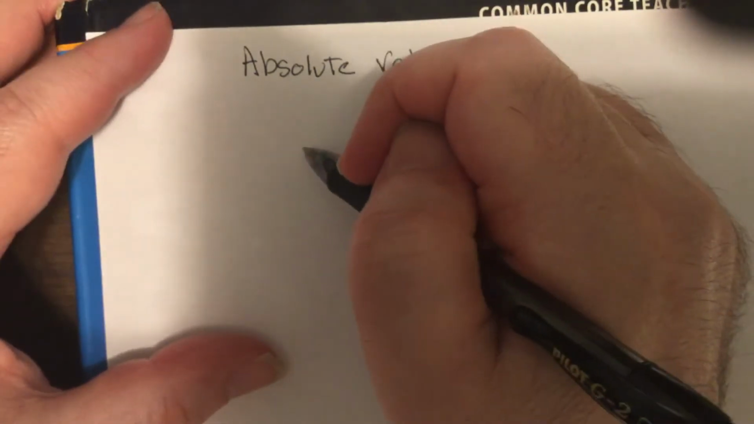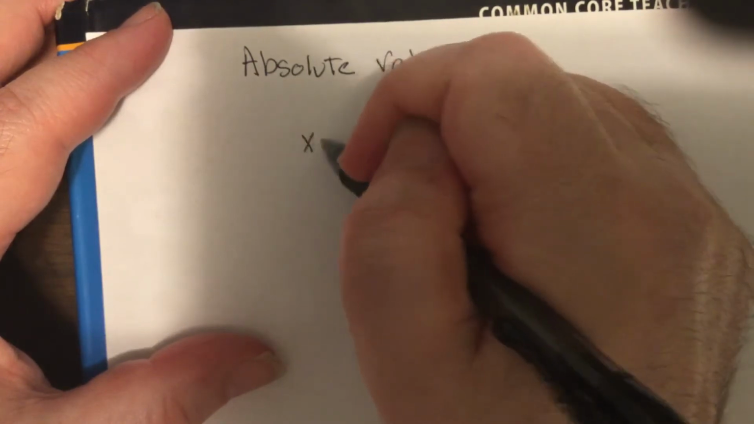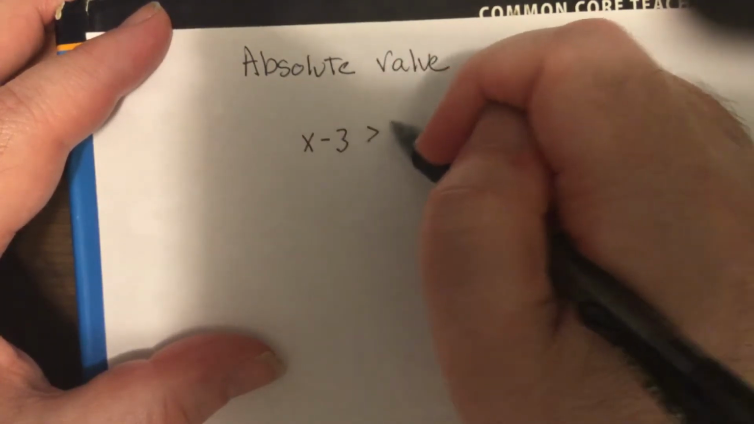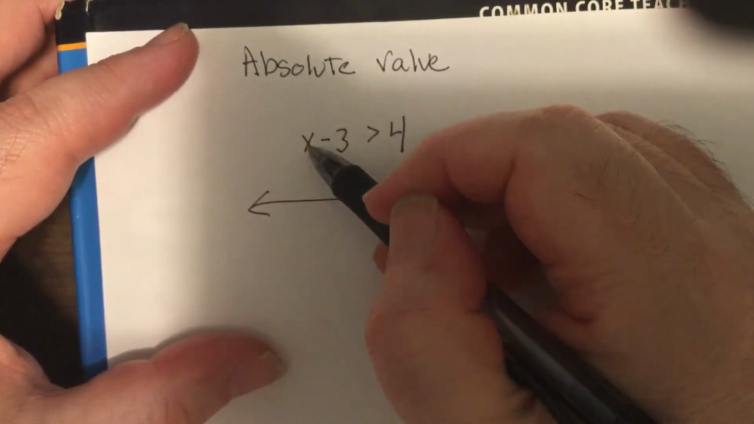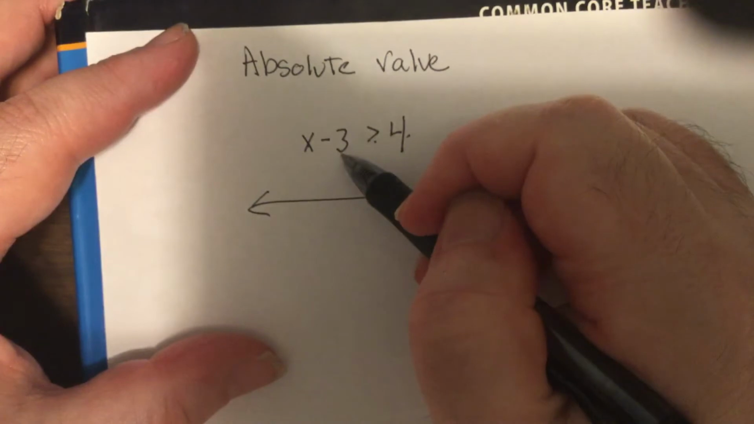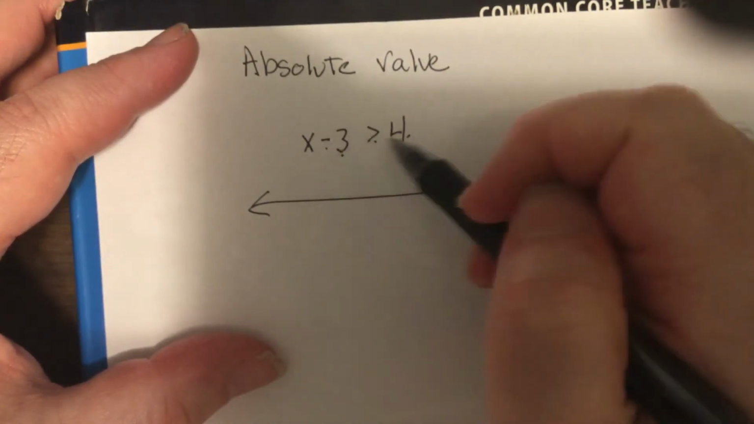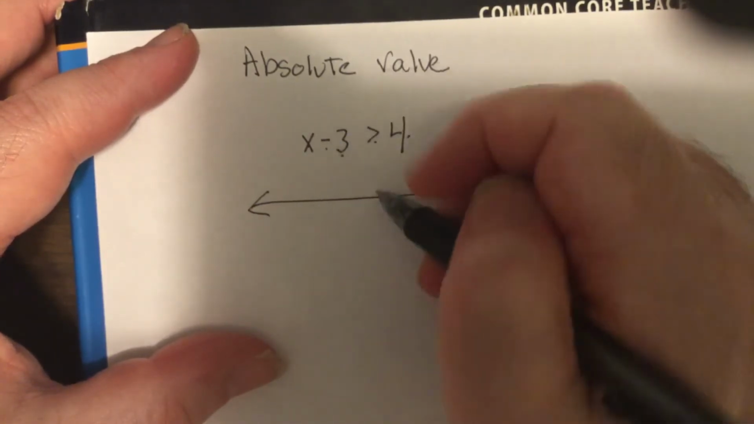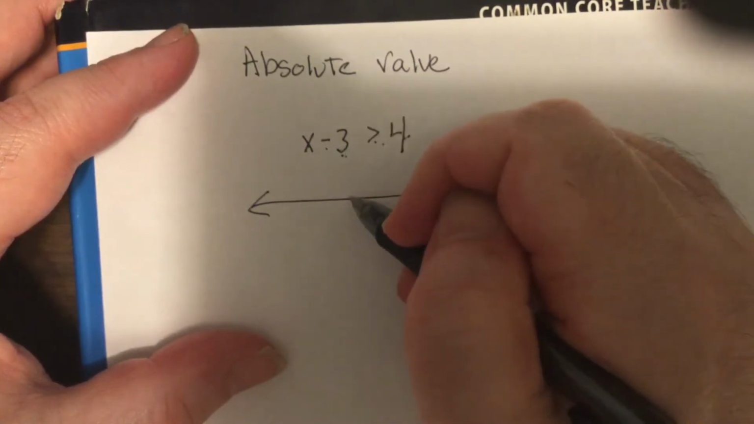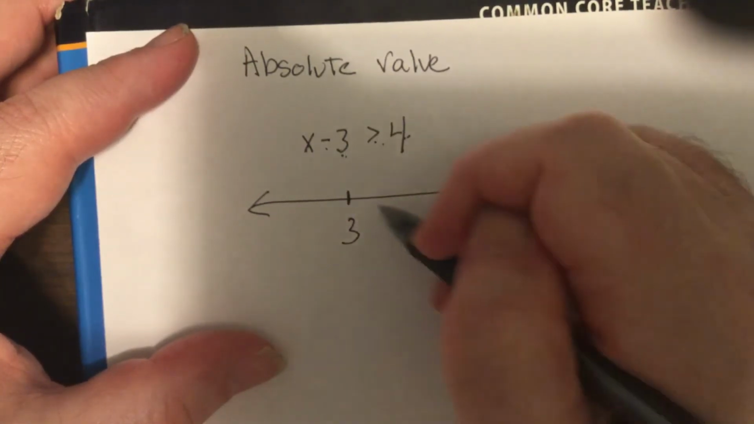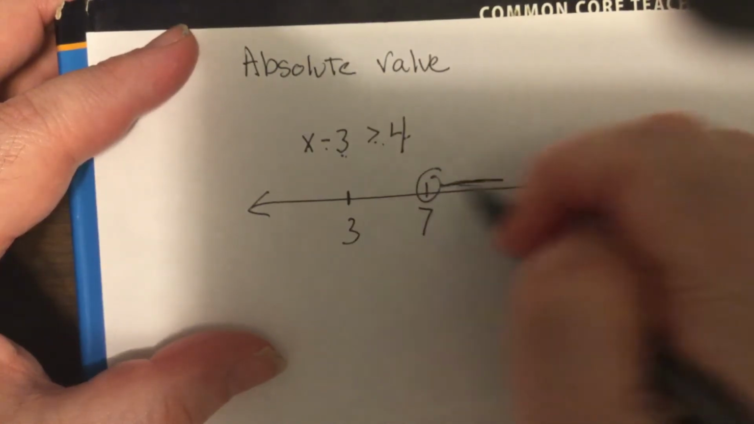But if I have x minus 3 is greater than 4, what that really means is I want all the numbers that are more than 4 units away from 3, because subtraction really means distance from. Now, if it's just greater than 4 this way, so all the numbers more than 4 units away from 3. So here's 3, 4 units would be 7, more than would go this way.